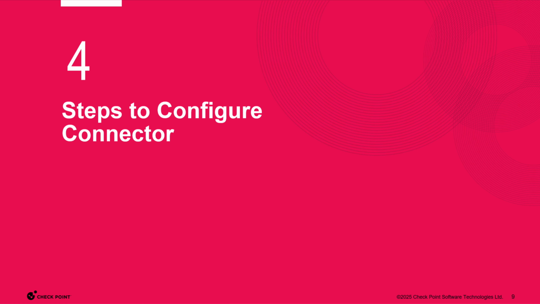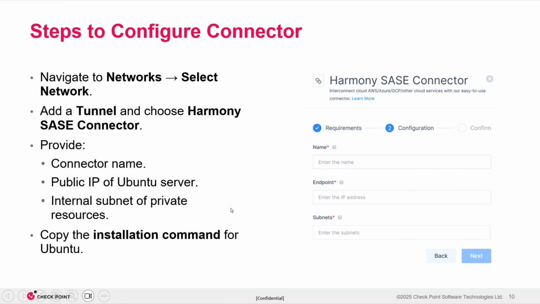Now let's see the steps to configure the connector. The process is very simple. First, we need to add a tunnel in the Harmony SASE portal. We'll be doing it in the lab. You can see I put a picture here of how it looks, where we need to enter the details. We need to add a tunnel, choose the Harmony SASE connector, and provide the connector name, the public IP of your Ubuntu server, and the internal subnet of your private resources. Once it is done, we have to copy the installation command for Ubuntu and use it to set up the connector.